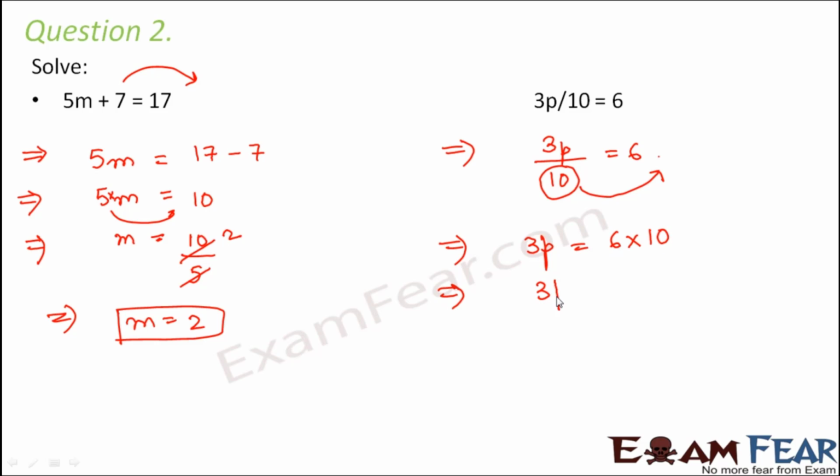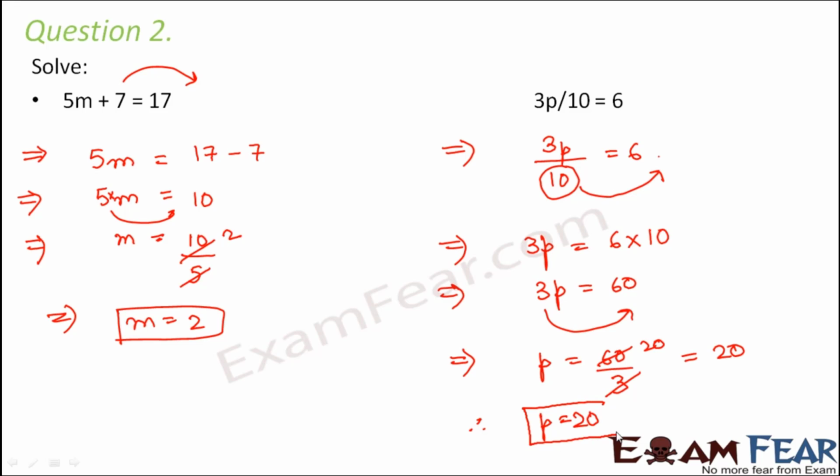So therefore you get 3p is equal to 60. Now this 3, the moment you shift it this side, it will become divided by, so it will be 60 divided by 3. So 3 into 20 is 60. So what do you get? You get p is equal to 20 as the solution for this equation.